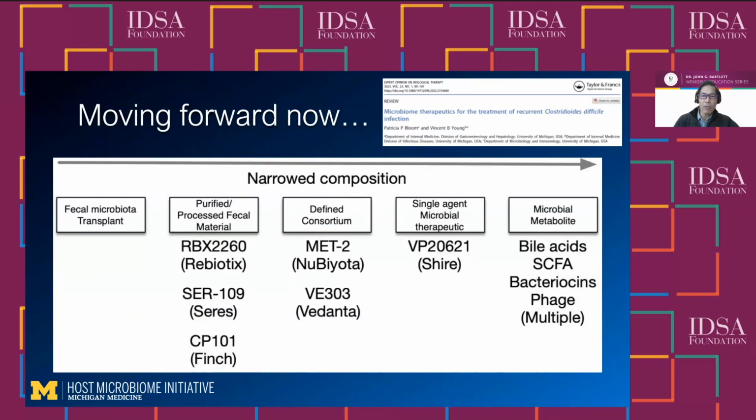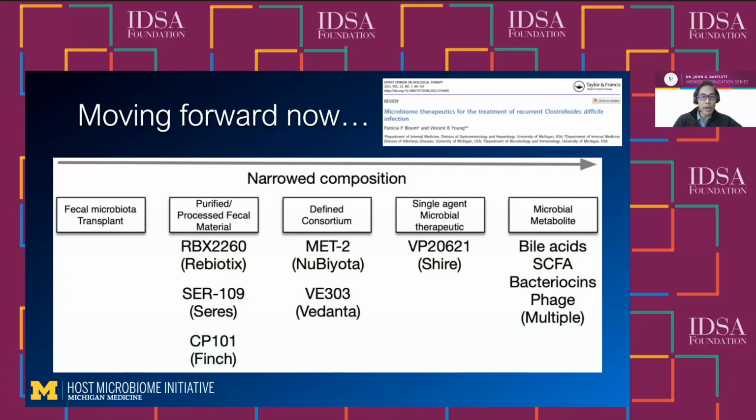So we now are using FMT to treat recurrent C. difficile. This will be gone over a little bit more in the next talk. But what we're trying to do now is moving from fecal microbiota transplant, where we just take feces, be it from carefully screened donors, or in the initial case, we used to use domestic partners. We now have purified or processed fecal material. Dr. Safdar will talk about some of the ones that have received FDA approval over the past year. People are trying to move past that because feces is really not a defined product.